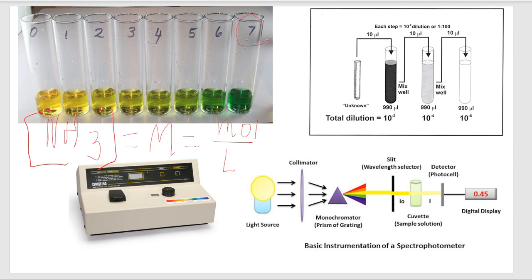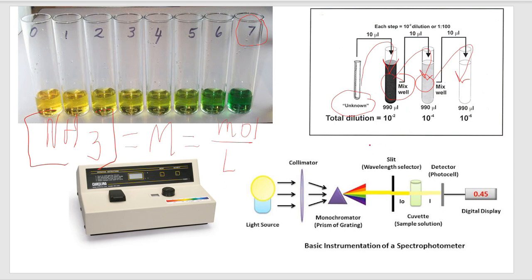This is our unknown. But that's too dark, right? And so we're going to dilute it a couple times down to 6, to 5, to 4, to 3, to 2, to 1, to 0. And the way we do that is we take a little bit from the unknown, we place it into a new test tube, we add some water. Then we take that, put it into a new test tube, add some more water. Take that, put it into another test tube, add some more. And you can keep doing that, right?